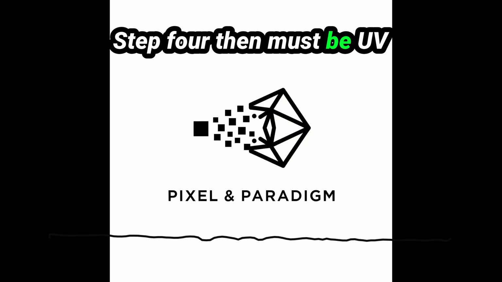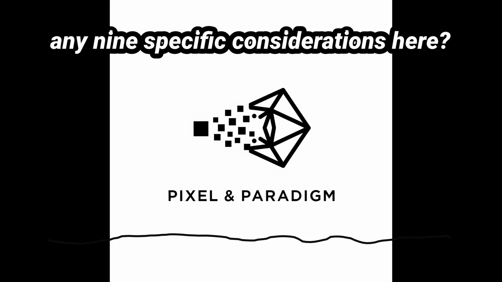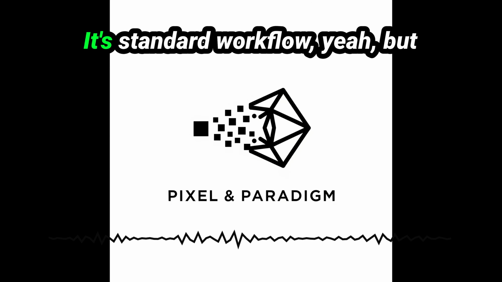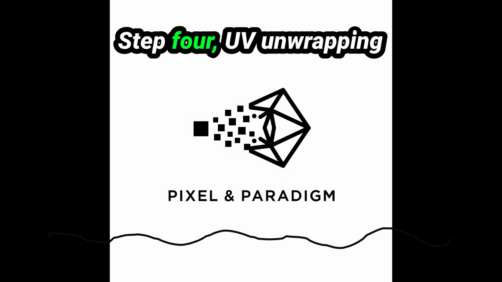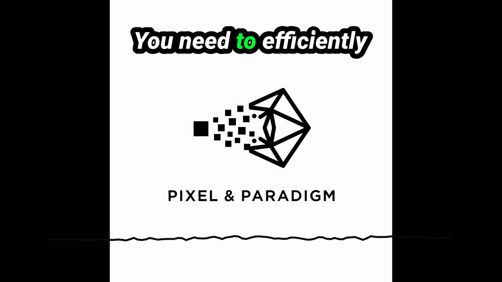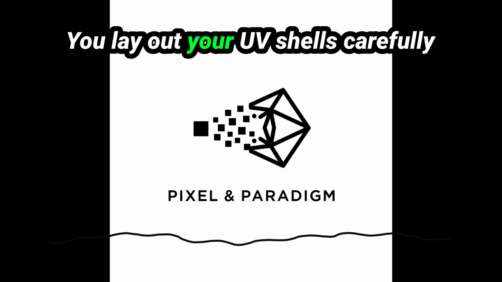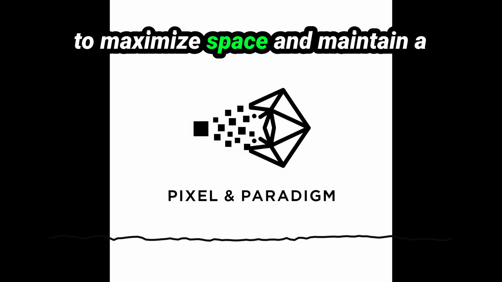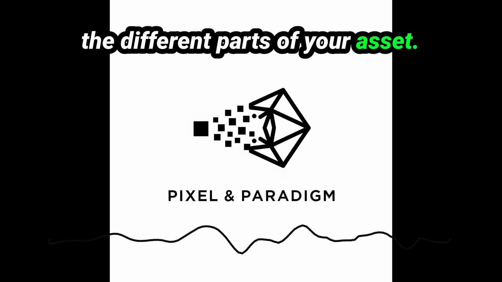Step 4 then must be UV unwrapping and texture baking. Pretty standard stuff, but are there any specific considerations here? It's standard workflow, yeah, but absolutely crucial for final quality. Step 4, UV unwrapping and texture baking. You need to efficiently unwrap your 3D components. If you're targeting a texture atlas, you lay out your UV shells carefully to maximize space and maintain a consistent texel density across all the different parts of your asset.